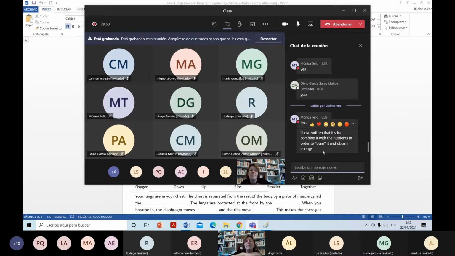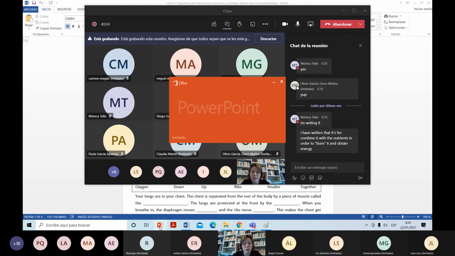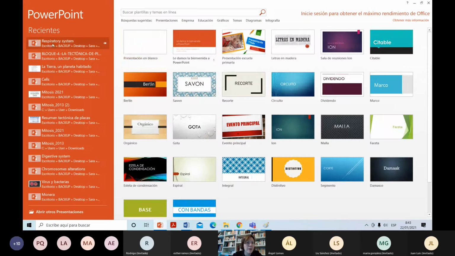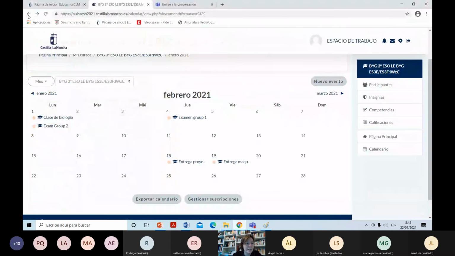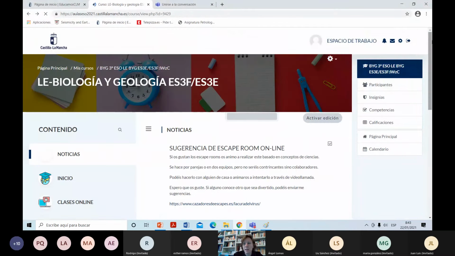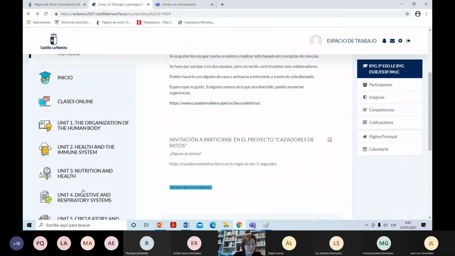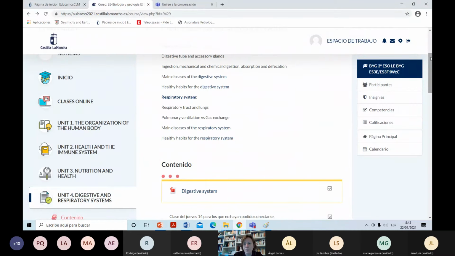So it's important that every cell in your body receives this oxygen to produce energy in order to maintain the cells alive as well. Okay, well, we've got to go on with our presentation on the respiratory system. You already have it in your virtual class. I guess that you were able to see it. In case you haven't seen it, you've got it here.